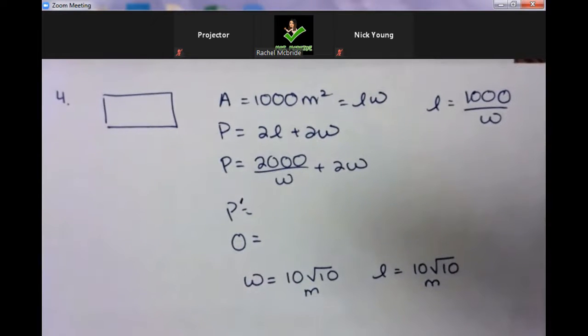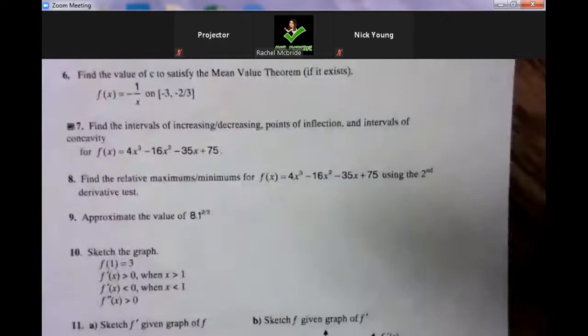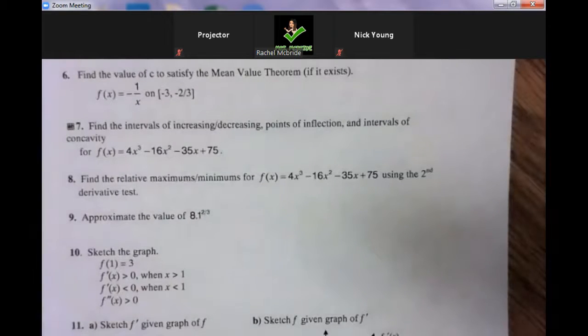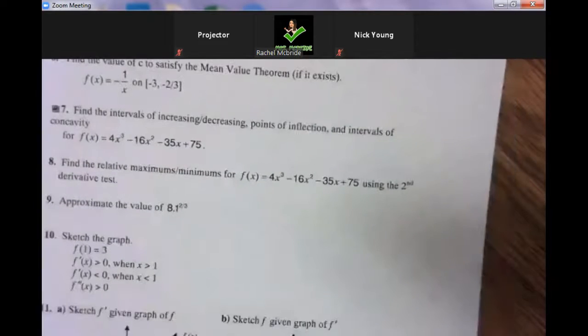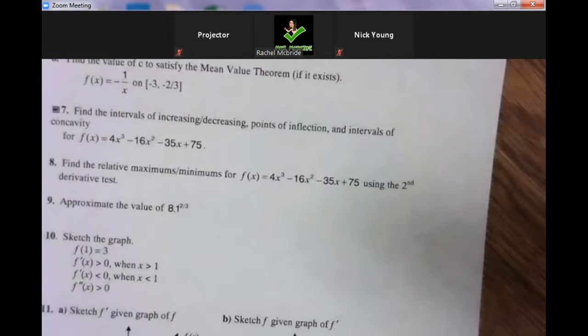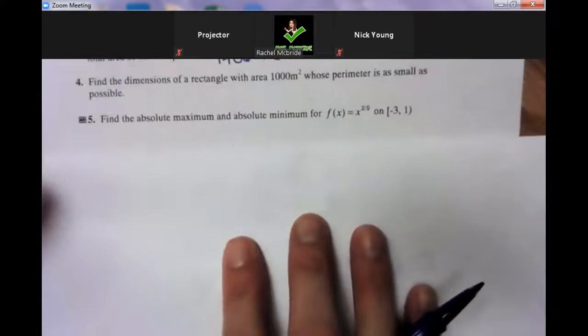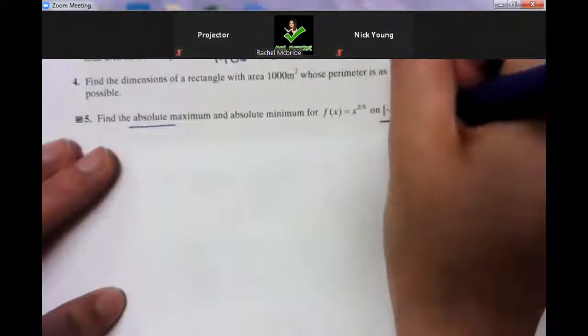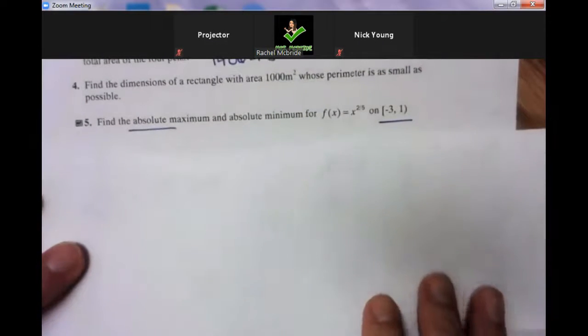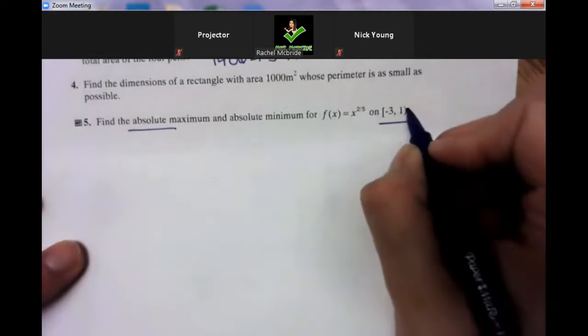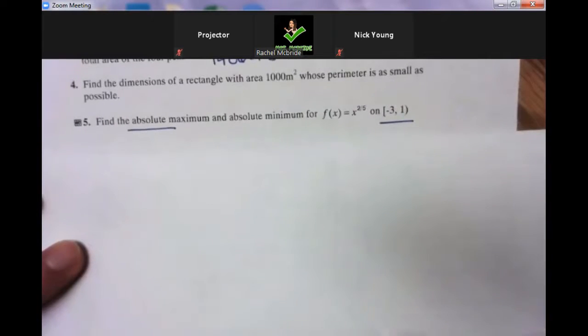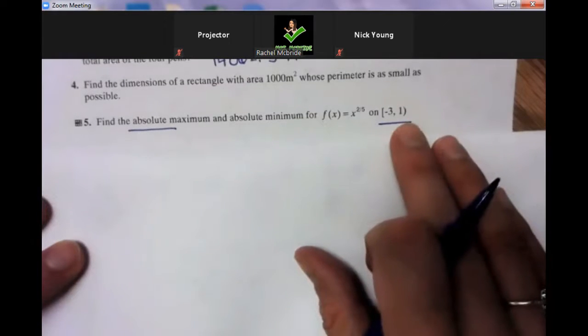This takes us back to section 4.1 or 4.2. I believe 4.1 was EVT. So 5 would take you all the way back to EVT. So it says find the absolute. The minute I see absolute and I see an interval, I'm thinking, okay, now what's tricky about this interval is it's not closed. So you have to be careful checking your endpoints. We can't really check 1 as an endpoint.